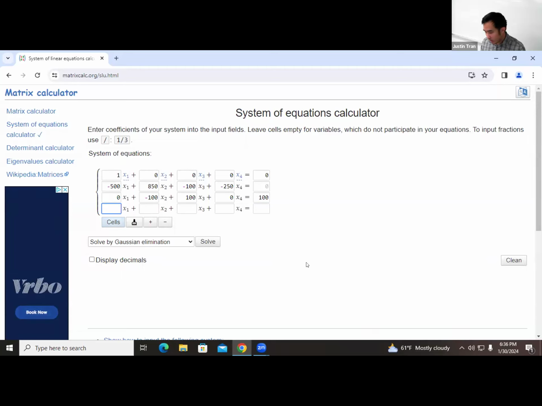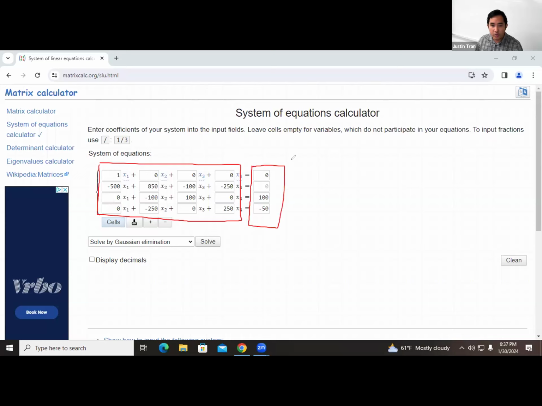And then our last row in the matrix here, we have a 0, we have a minus 250, 0, 250, and on the right-hand side here, we have a minus 50. All right. And so if we look at this here, this is our assembled matrix with all the values that we put in from before. And on the right, this is our forcing vector. You can see this matches what we had on the left in our notes: 0, 0, 100, minus 50.